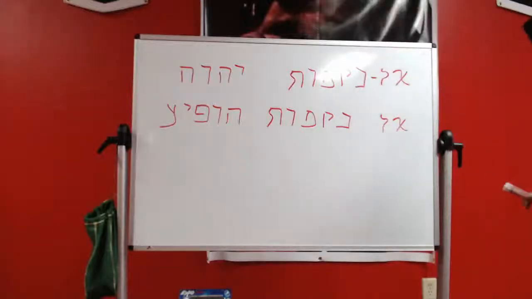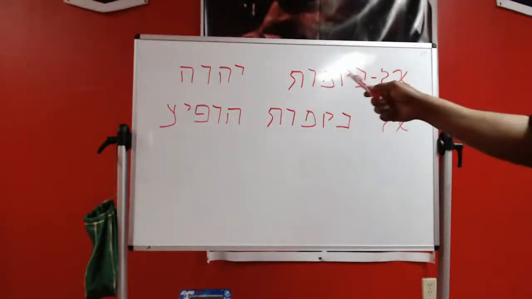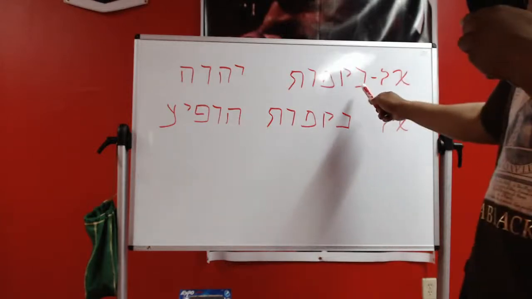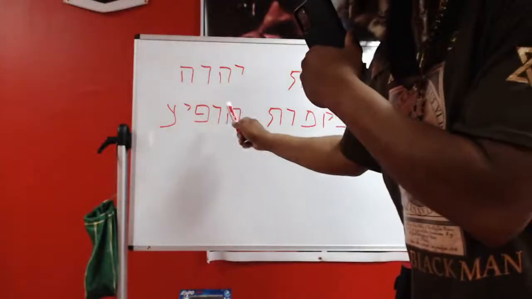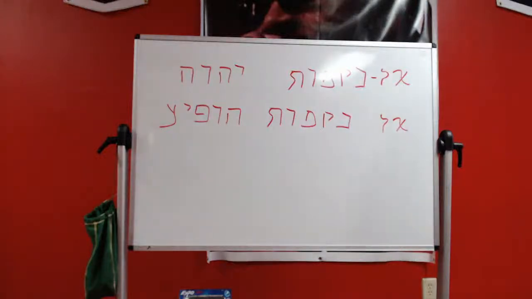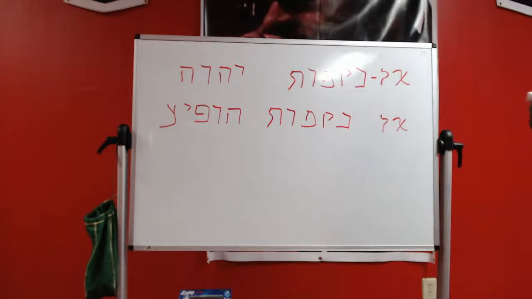So now we're going to read in the Hebrew, the book of Psalms, chapter 94, verse 1. Yahweh El Nekamot, Yahweh El Nekamot Hofia. Hofia. All right? Very nice.